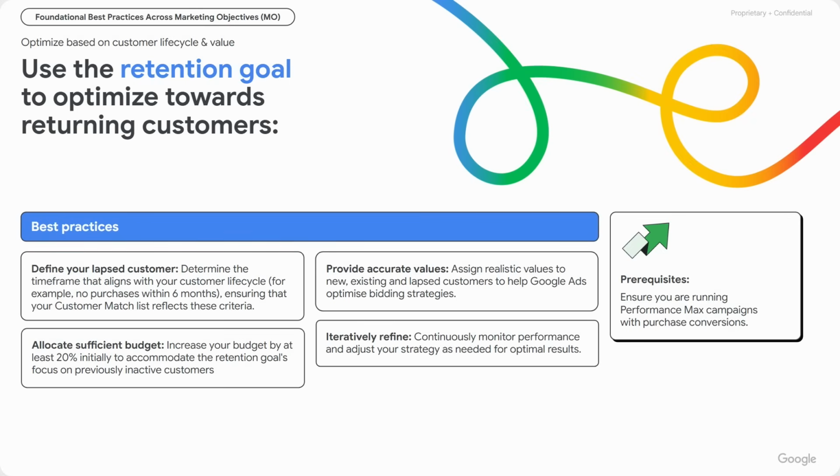Here are the best practices I would recommend following when setting up the retention goals. Define your lapsed customers. You need to determine the time frame that aligns with your customer lifecycle, for example, no purchase within 6 months, ensuring that your customer match list reflects those criteria and provides accurate values. Assign realistic values to new, existing, and lapsed customers to help Google Ads optimize bidding strategies. Continuously monitor performance and adjust your strategy as needed for optimal results.